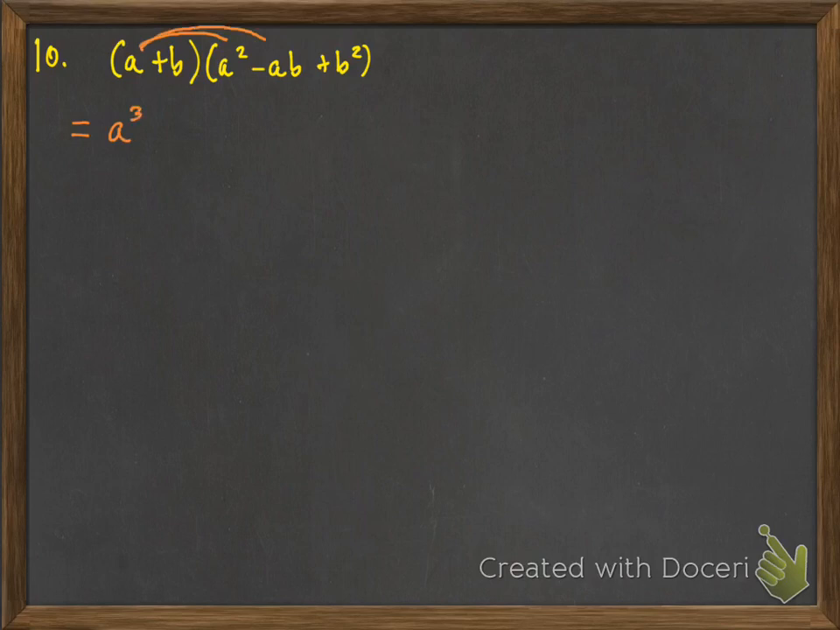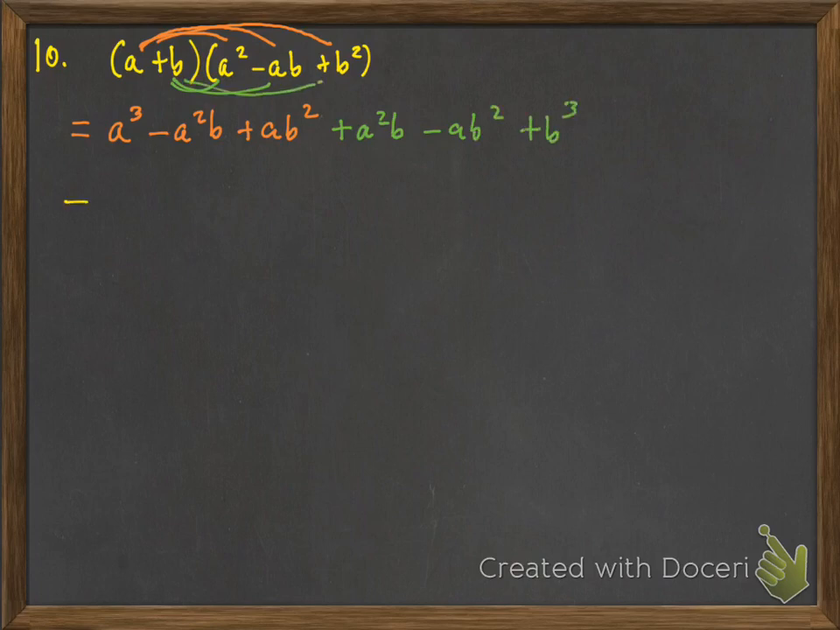Okay, we do have another one we'll look at, a plus b quantity times a squared minus ab plus b squared. And so we'll go ahead and multiply that out in a very similar fashion. So multiply the a through, and then we'll multiply the b through. And then stuff is going to cancel out just like in the previous example.